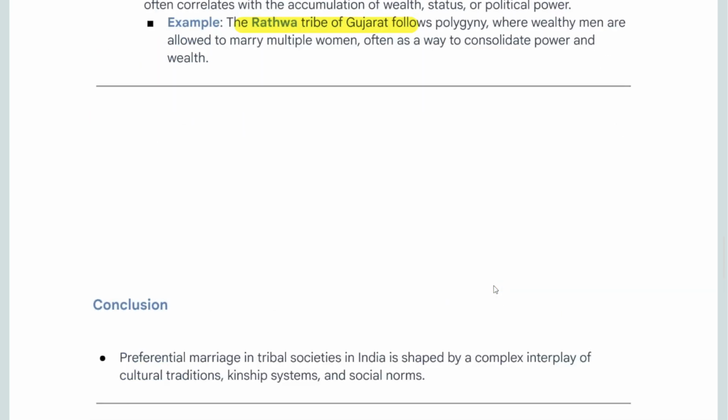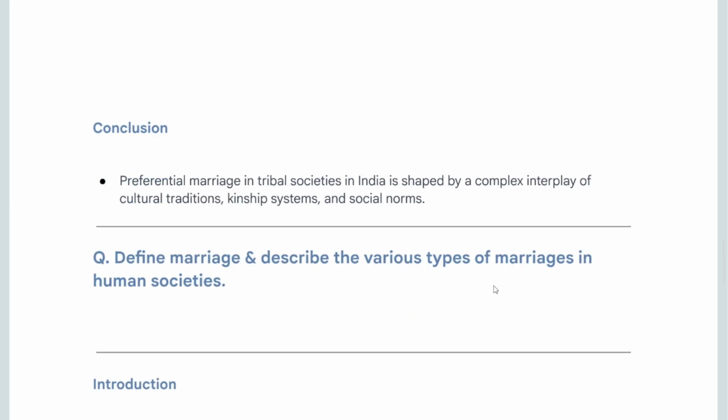So these preferences aren't just suggestions. They're deeply embedded structural rules, especially in tribal societies, serving real functions for survival and order. Precisely. They structure society. Okay, let's pull back again.